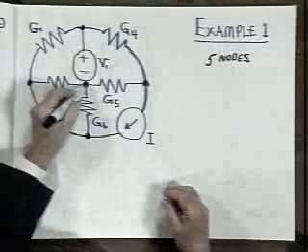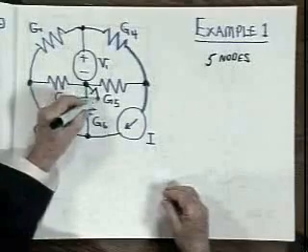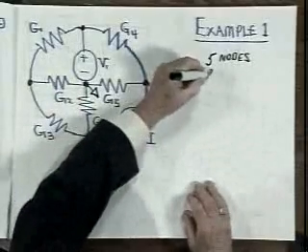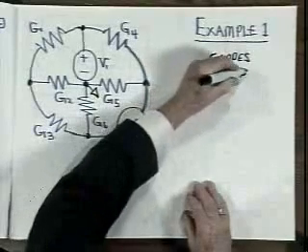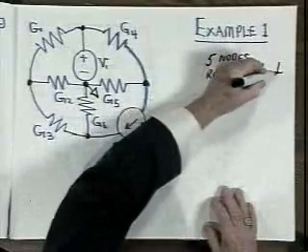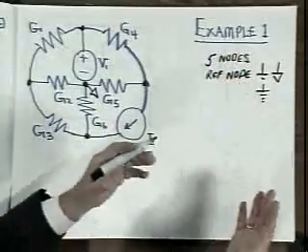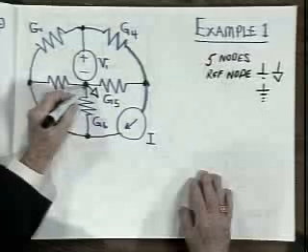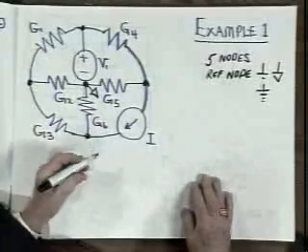So I'm going to call this central node the reference node, and I'll indicate it with that symbol. The reference node is indicated in a variety of ways, sometimes shown that way, sometimes shown as a triangle, sometimes shown like that. It's referred to as ground. It is simply an indication of the point in the circuit at which we take the reference for all voltages to be 0. And then I'm going to assign node voltages.